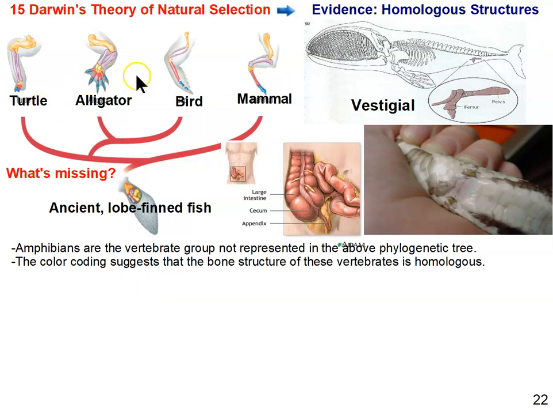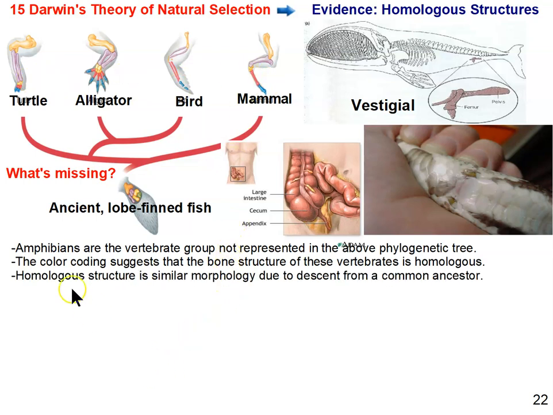The fact that they all have the same bones and the same general arrangement suggests that they all arose from a common ancestor. And in this case, that would be this ancient lobe-finned fish that had the same bone structure as we see in these terrestrial vertebrates, what we would refer to as tetrapods, because they all have 4 limbs. So homologous structure is similar morphology due to descent from a common ancestor.